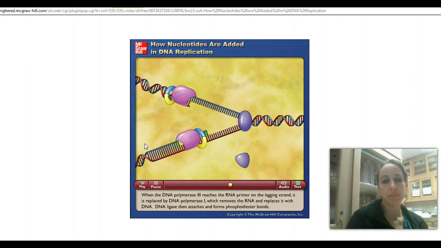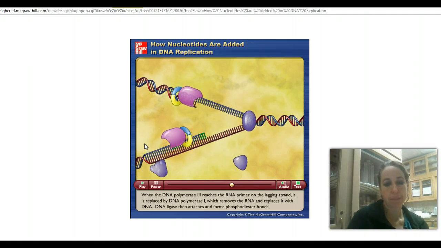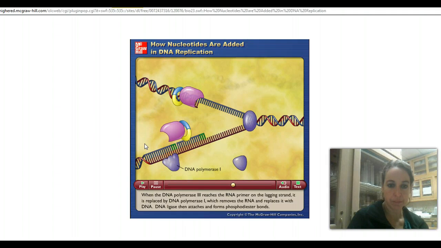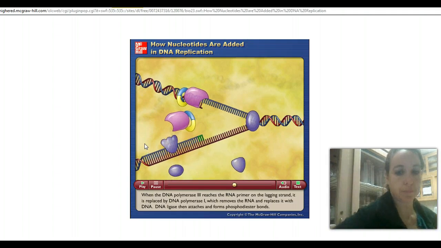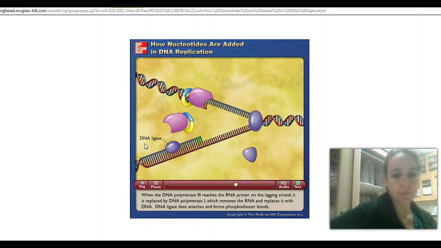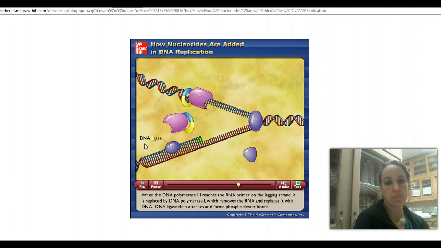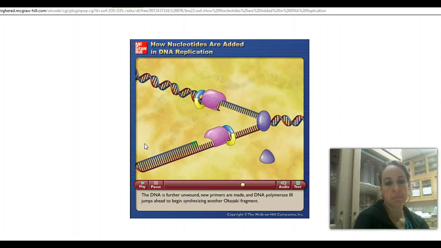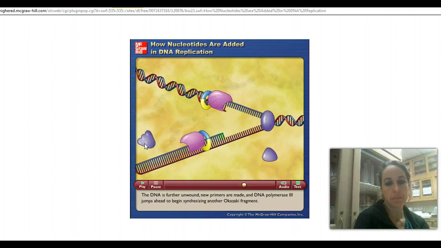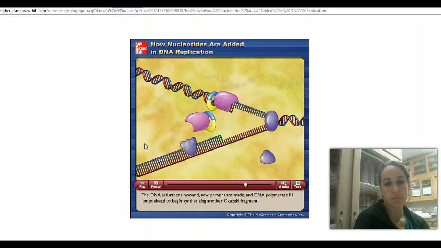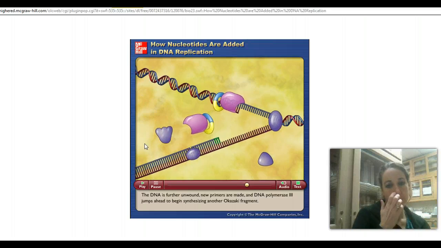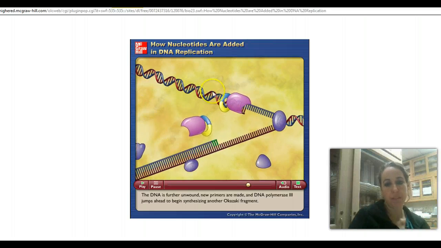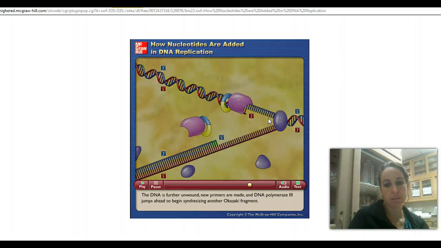The RNA primer on the lagging strand is replaced by DNA polymerase 1, which removes the RNA and replaces it with DNA. It's still good DNA information. DNA ligase then attaches and forms phosphodiester bonds. The DNA is further unwound, new primers are made, and DNA polymerase III jumps ahead to begin synthesizing another Okazaki fragment. Remember, on the other side, it's being added in continuously.